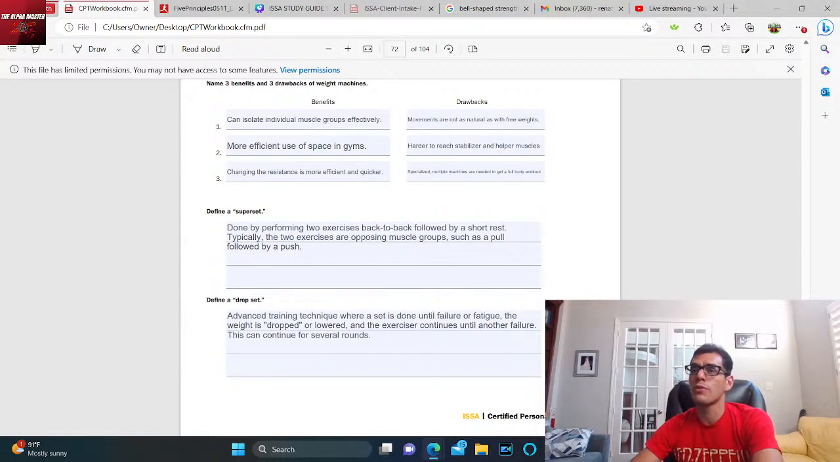The difference between a superset and a drop set: a superset is two exercises done back to back followed by a short rest. Typically, the two exercises are opposing muscle groups, such as a pull followed by a push.